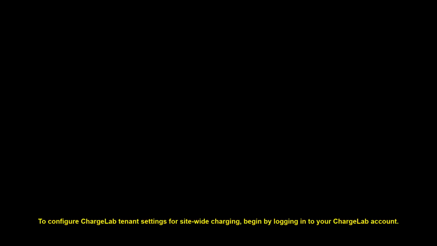To configure ChargeLab tenant settings for site-wide charging, begin by logging in to your ChargeLab account. Once logged in, navigate to the dashboard. Locate and select the settings gear icon in the top right corner. In the settings menu, click on Tenant Settings. You will see various configuration options for your tenant.